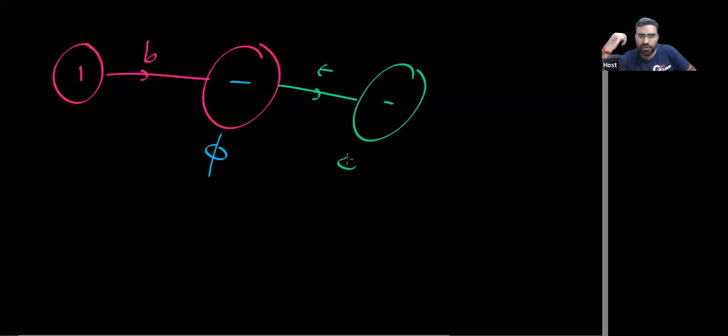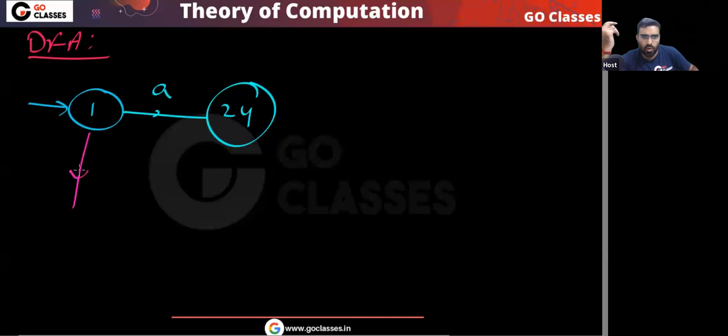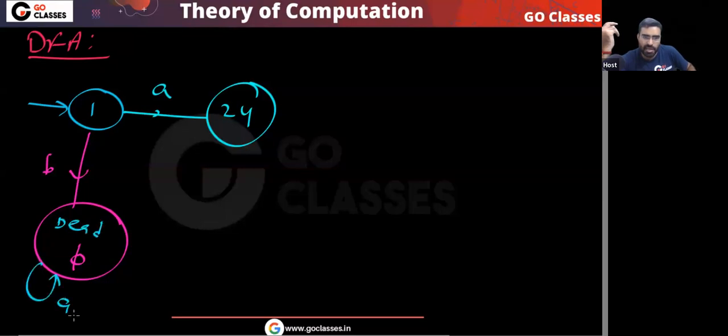Means you are going to state 5. Then if you see this also, then also state 5. So ultimately you are going to state 5. So very simple point, that from this state on symbol B, you are going to state 5. 5 means dead. Yes or no? 5 means your dead state. So that will be like this, A comma B.